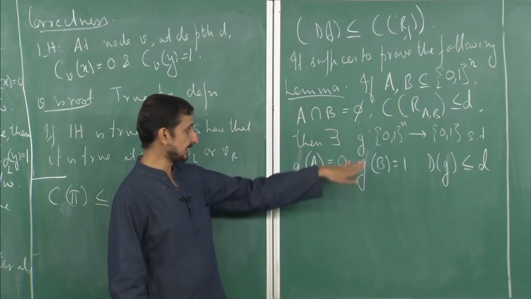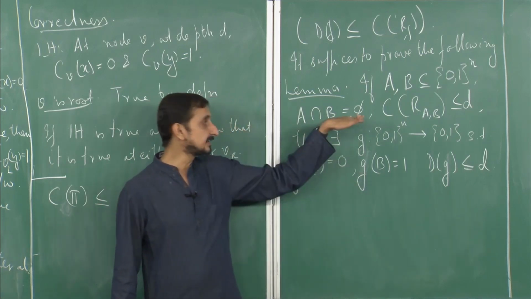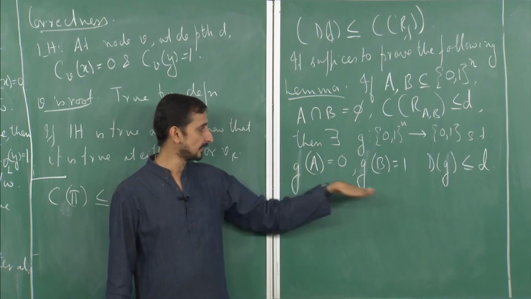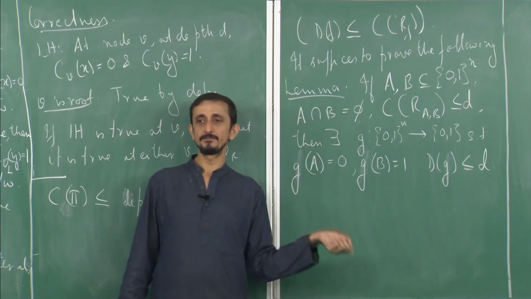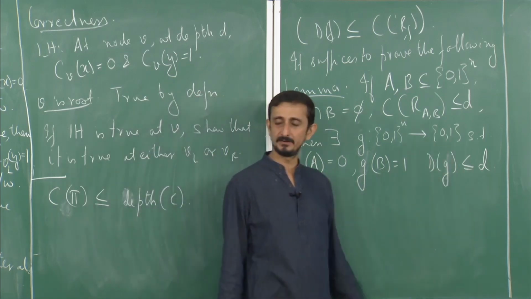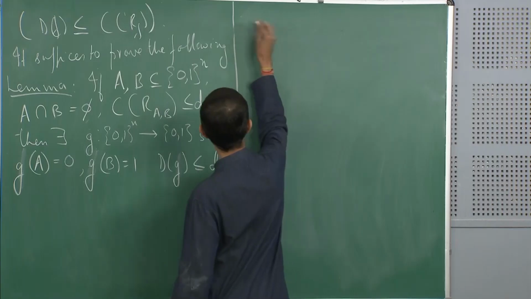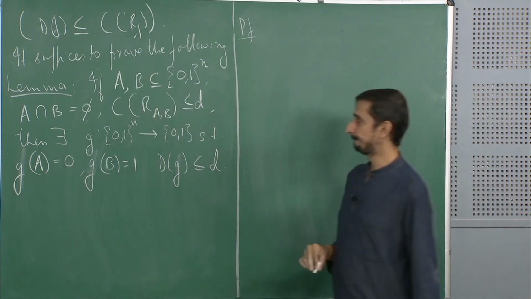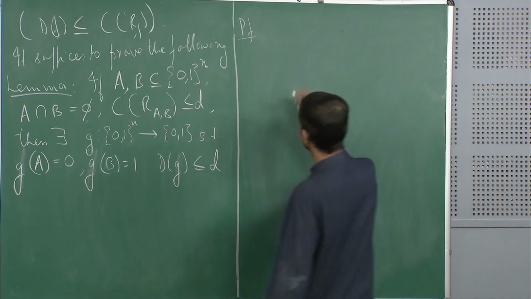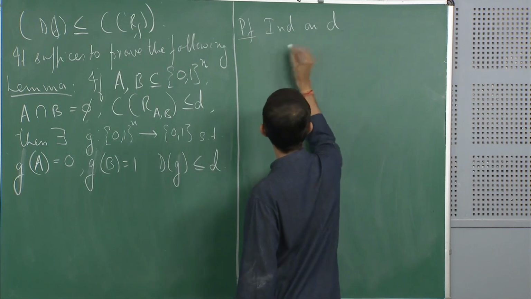So if there exists a G such that G of A is 0 and G of B is 1, it is actually matching with F. We know that F of A is 0 and F of B is 1, and G of A is 0 and G of B is 1 implies that F is equal to G. So therefore, what we get is that D of F is also bounded by d. Okay. So therefore, proving this lemma would prove the result for us. Now let's look at the proof of this lemma, and that would complete the theorem. So the proof is by induction on d.